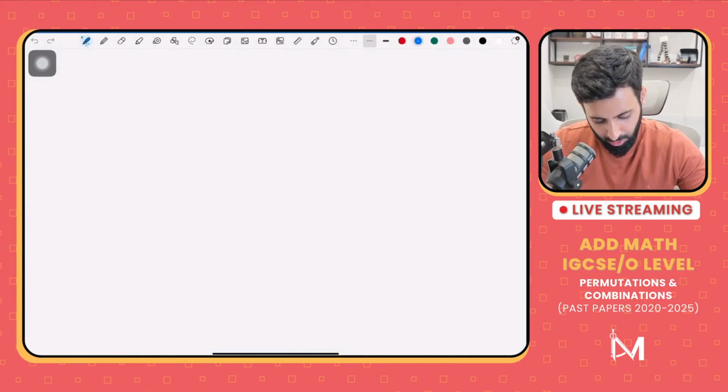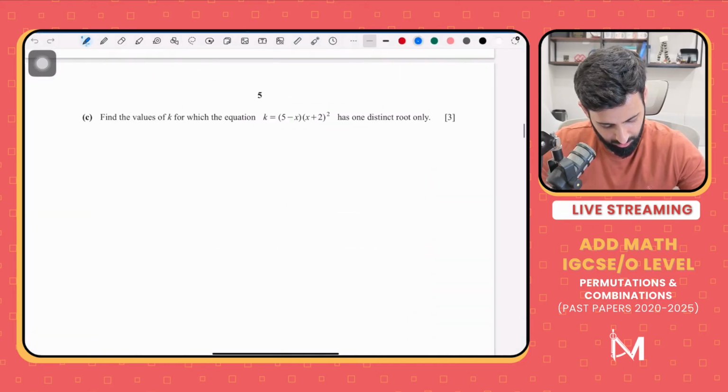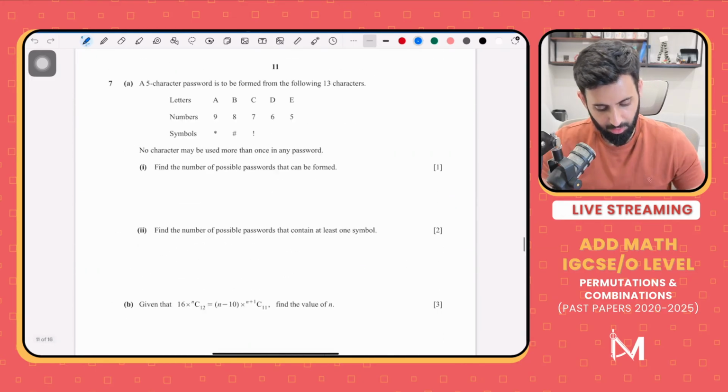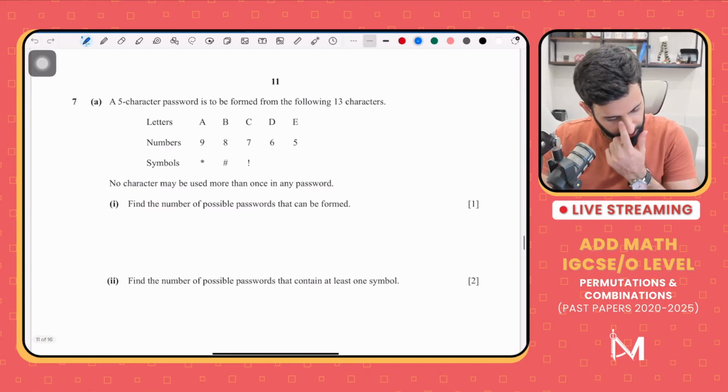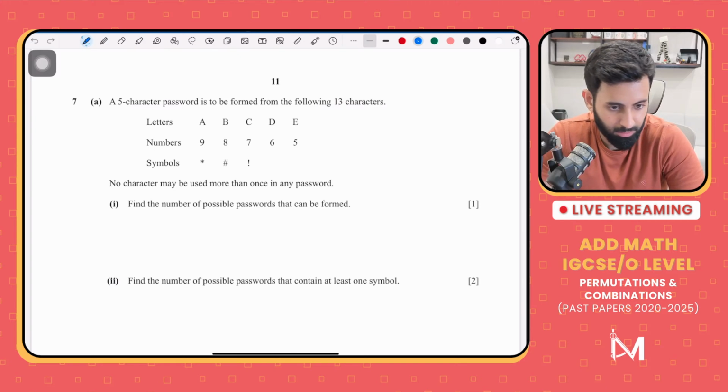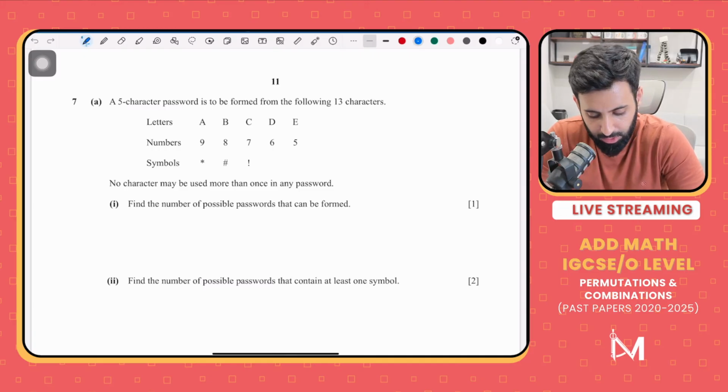Let's do March 23. A 5-character password is to be formed from the following 13 characters. No character may be used more than once in any password. Now, if the code to unlock your phone is 1, 2, 3, 4, and you change the order, even if you get the digits right, it's a different code. Which means that this is permutation.